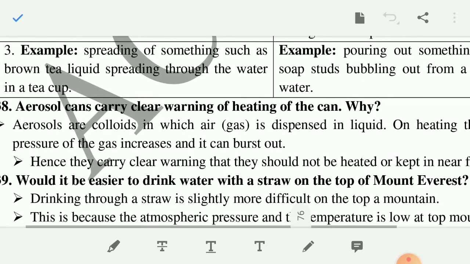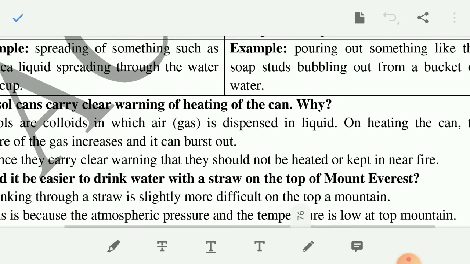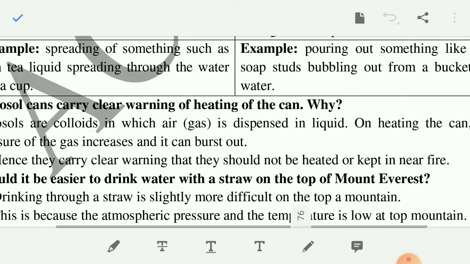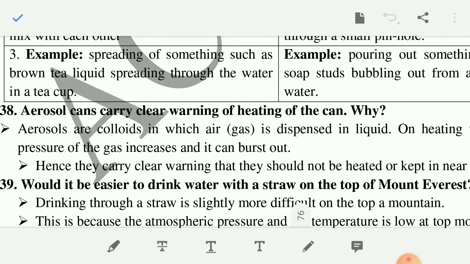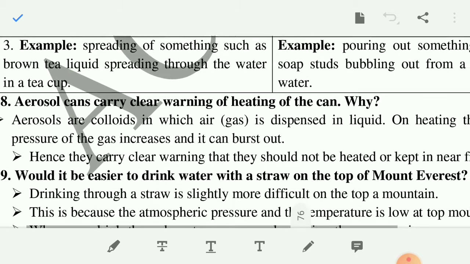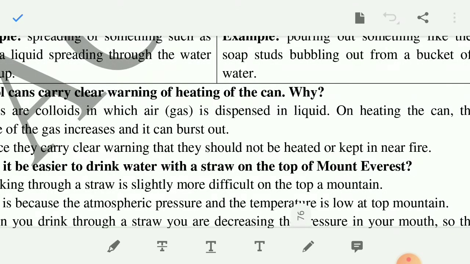The next question, aerosol cans carry a clear warning against heating of the can. Why? Aerosols are colloids in which gas is dispersed in liquid. On heating the can, the pressure of the gas increases, so it can burst out. These are the reasons. Hence, they carry a clear warning that they should not be heated or kept near a fire.